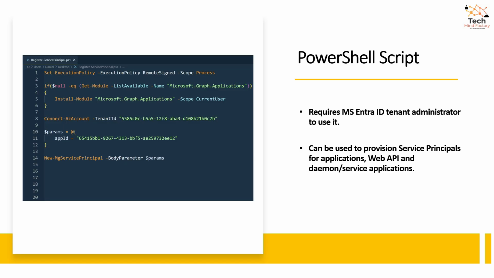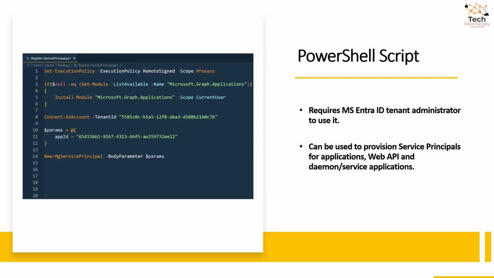This approach is more typically used by administrators. So instead of using a consent URL or consent endpoint, the administrator can just utilize this simple PowerShell script, create service principals, and then again, users will be able to authenticate and access such an application, which is a multi-tenant application.